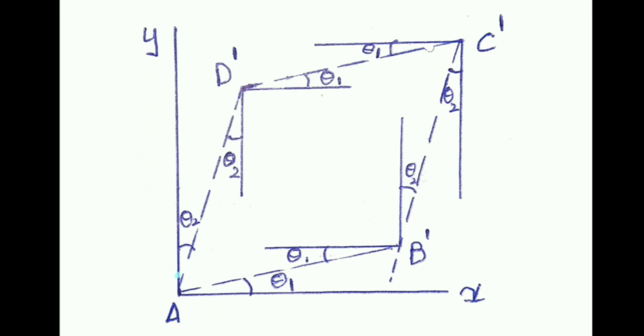Okay. Similarly, here theta 2, this is also going to be theta 2. Again, if I draw a line here, this is also going to be theta 2. Again, if I draw this line parallel to the y-axis, this will be theta 2. And this line parallel to the x-axis will be theta 1. This again, adjacent, theta 1.